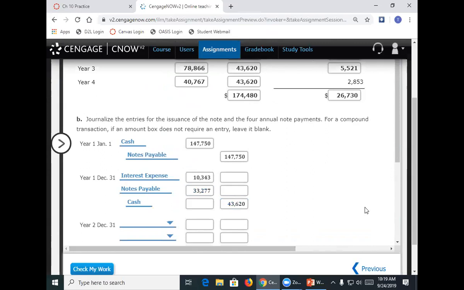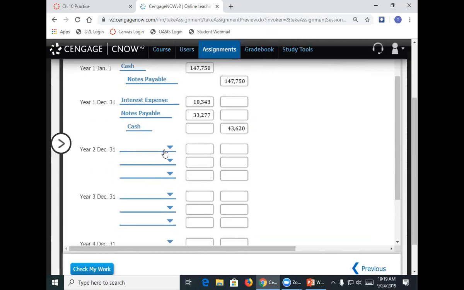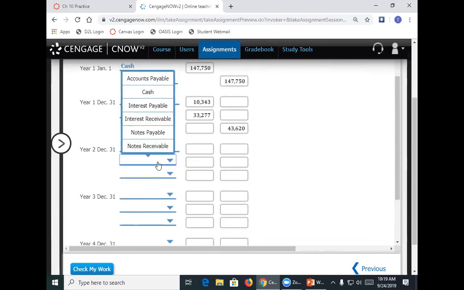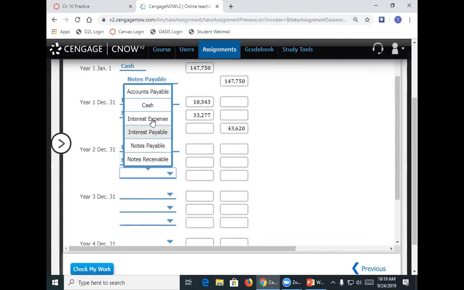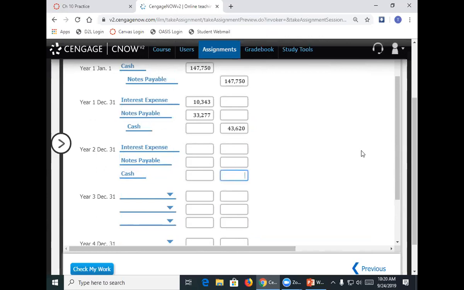So on December 31st, we made our first payment of $43,620. Of that, interest was the $10,343, and the reduction in our principal on that note was $33,277. We've already done all the calculations. Now it's just filling in those journal entries. For year two, it's the same format. Interest expense debited, notes payable debited, cash credited.